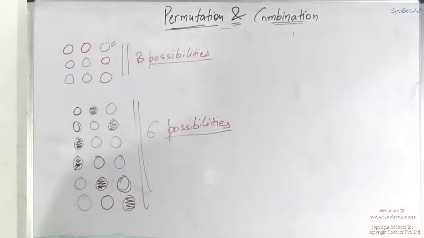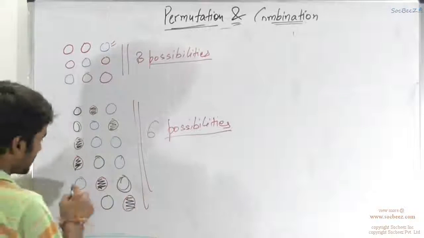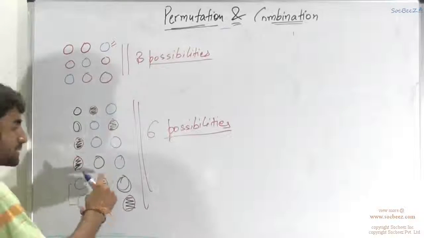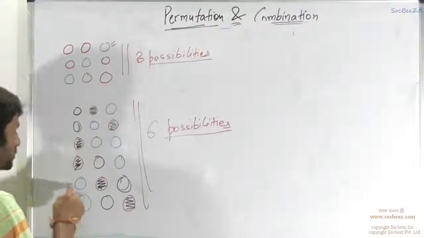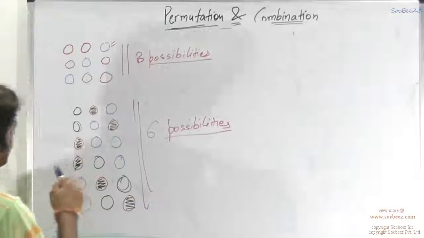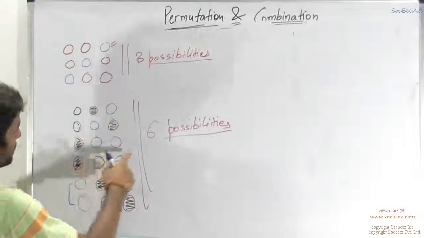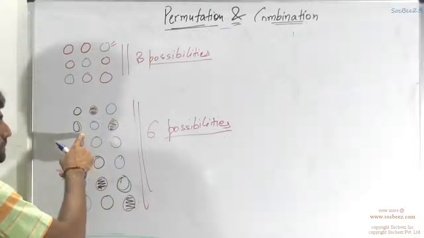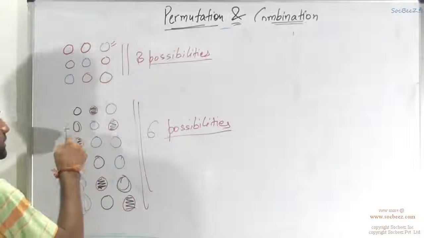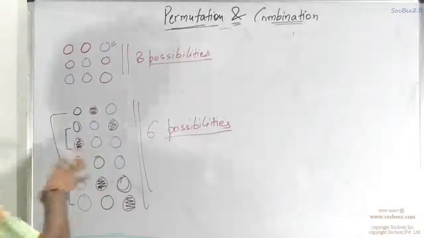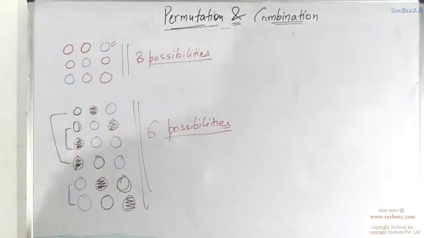What happened now? These two became the same because they had blue in the first position. Now this red has become black. These two became the same. And this had a black in the first position, this had a black in the second position. This had a black in the first and third position. Here also there was a black in the first and third position. These two became the same. Similarly, these two became the same. They had black in the first position, and we had these 3 possibilities again.